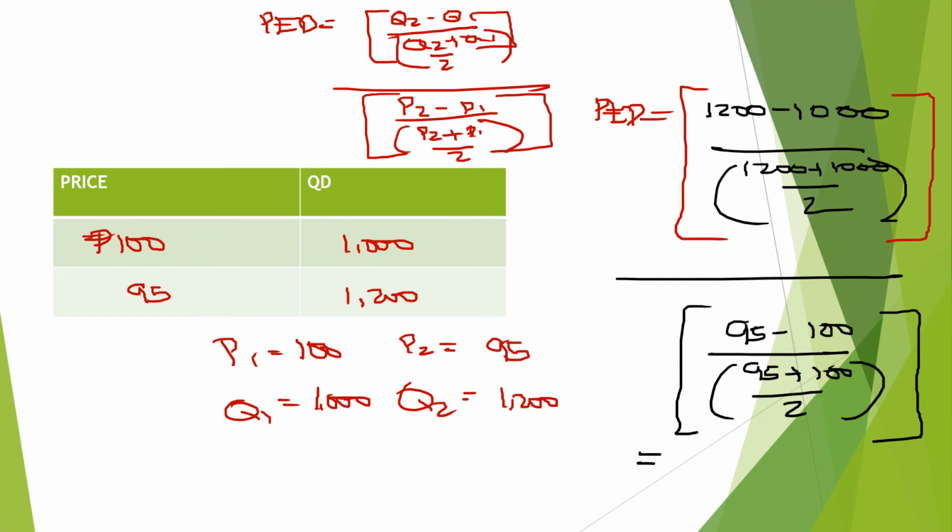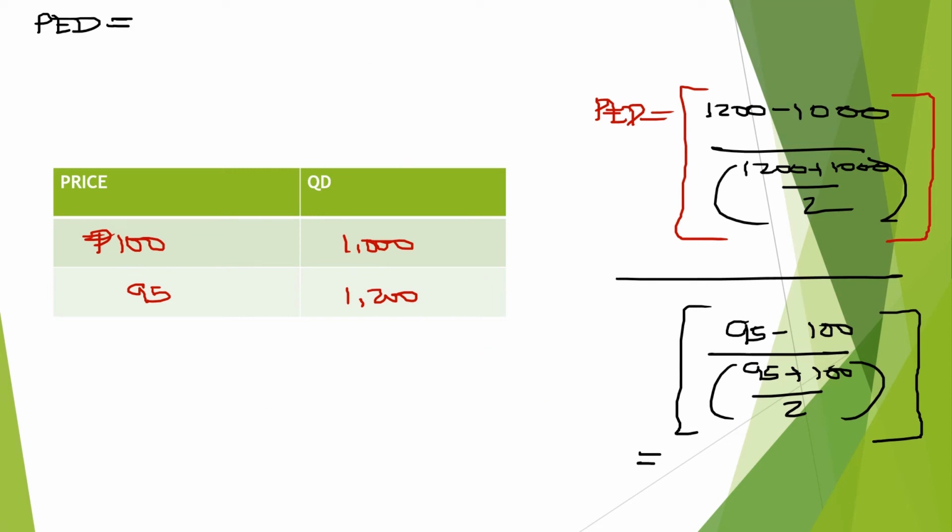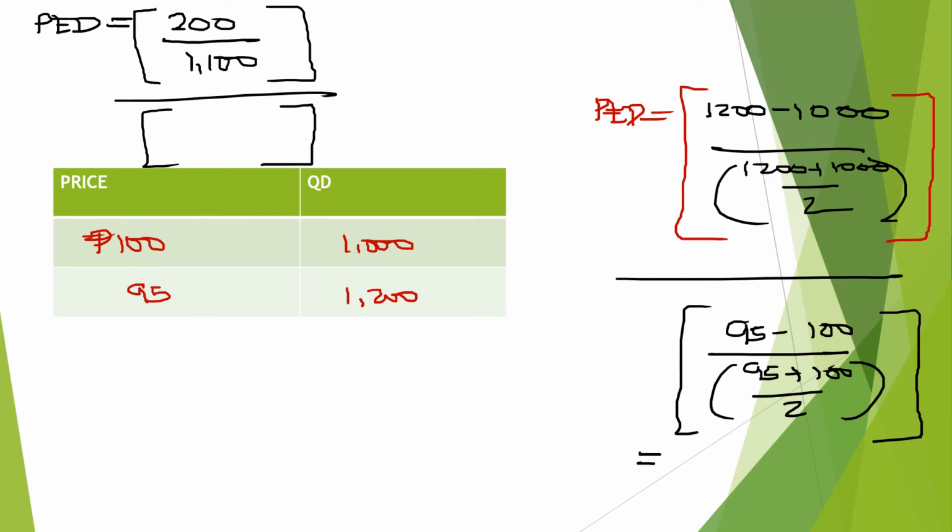And let's see the answer. Okay, so this is 1,200 minus 1,000. Obviously, that is 200. And then divided by the average of 1,200 and 1,000, which is 1,100, because 1,200 plus 1,000 is 2,200, divided by 2 is 1,100. And then we'll do the percentage change in P.